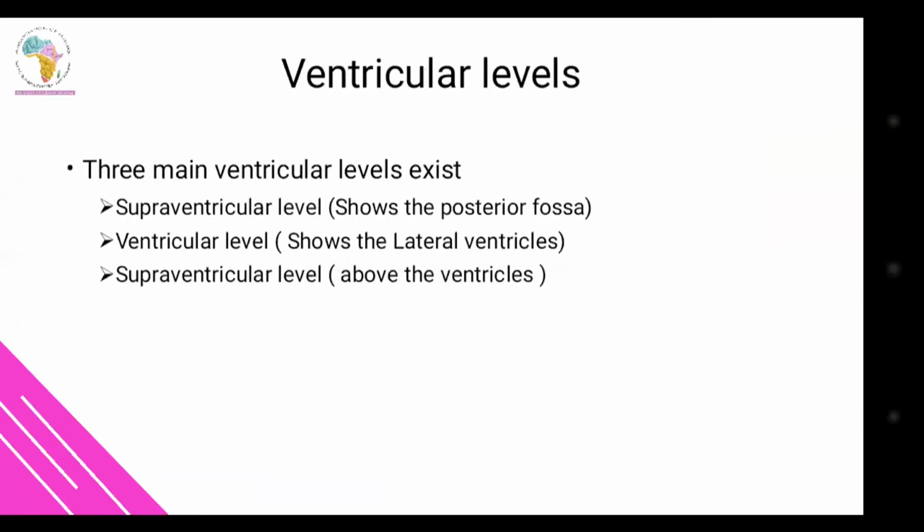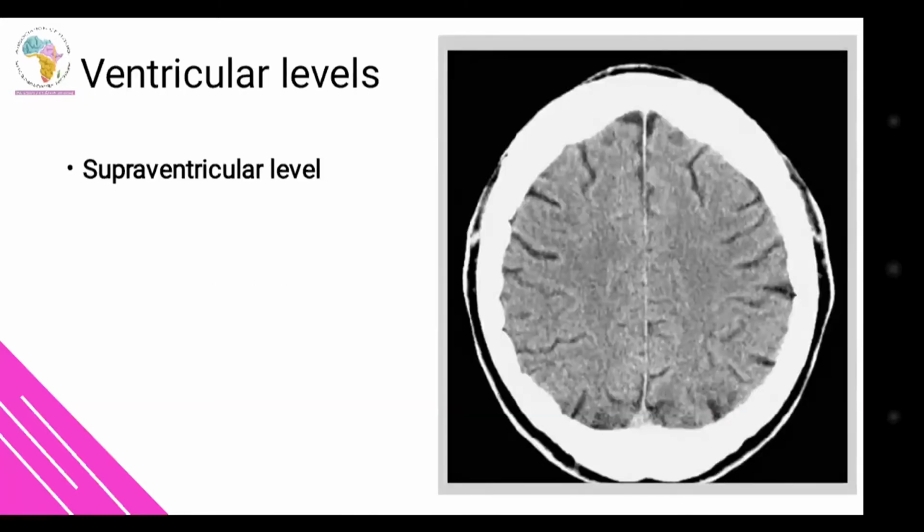After determining the different planes, you also need to determine the ventricular levels. Many ventricular levels exist, but as references, you have the supraventricular level, the ventricular level, and the infraventricular level. Now, here we talk about the supraventricular level. Here at the supraventricular level, as you can see on this imaging, there are no ventricles represented. And this level is best when you want to determine the cortical gray-white matter differentiation. It is also one of the best levels when you want to assess for brain atrophy in a patient.